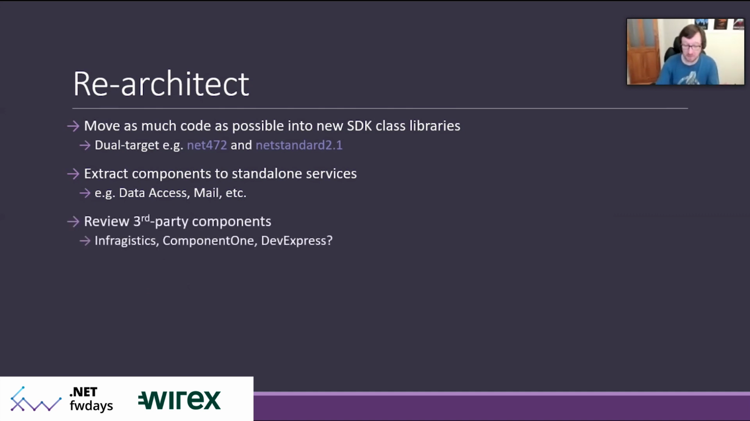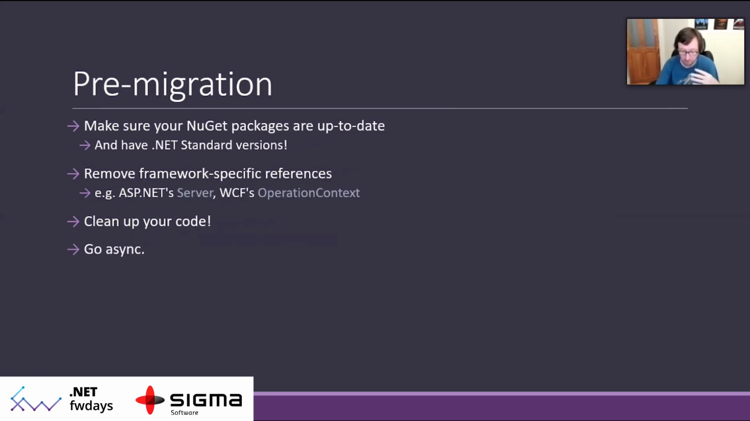And review your third-party components. Look at whether you're using Infragistics or ComponentOne or DevExpress or any of the others, because you don't know how many of those are going to be available. If you are with a particular vendor, check to see whether that vendor supports the new platform that you're migrating to, and how easy it's going to be to migrate the code from the old style to the new style. If they're not, then decide whether you actually need those components or whether you can manage without them.